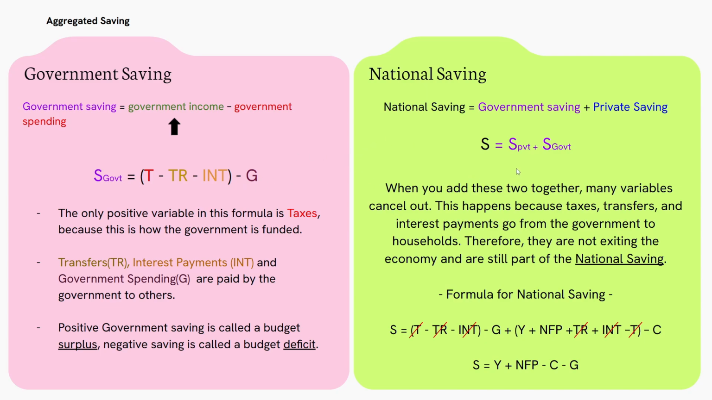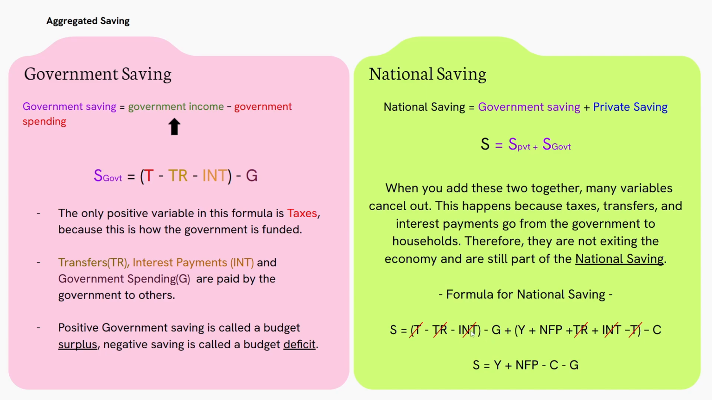And this makes sense. If you think about it, all of these variables here, transfers, interest, and taxes, they're not money entering or exiting the economy. They're just switching hands from a private person to the government, or the government to a private person. So if we add together these two formulas, they're going to cancel out. So the variables that cancel out are taxes, transfers, and interest.